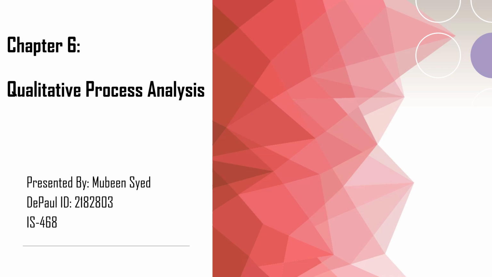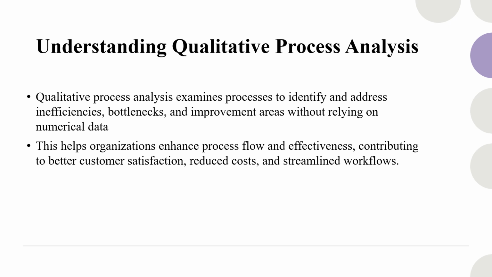Chapter 6: Qualitative Process Analysis. Understanding qualitative process analysis. Qualitative process analysis examines processes to identify and address inefficiencies, bottlenecks, and improvement areas without relying on numerical data. This helps organizations enhance process flow and effectiveness, contributing to better customer satisfaction, reduced cost, and streamlined workflow.